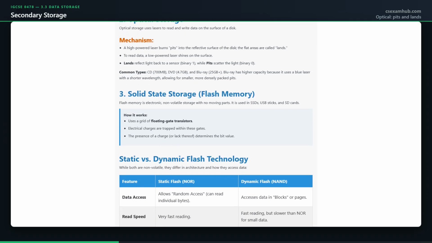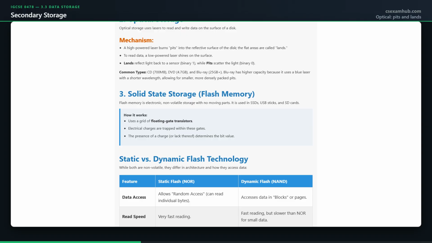Optical storage uses a laser and the surface's reflectivity. Writing is done with a high-powered laser which burns tiny hollows into the reflective layer of the disk. Those hollows are called pits, and the untouched flat areas between them are called lands. The terminology matters because questions use both words. Reading is done with a low-powered laser, low-powered because it must not burn anything, just illuminate.